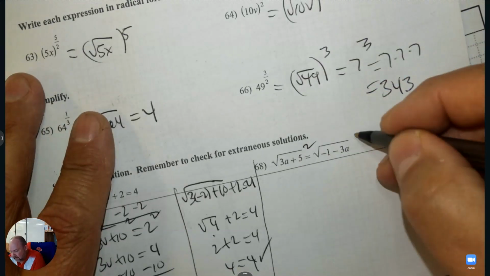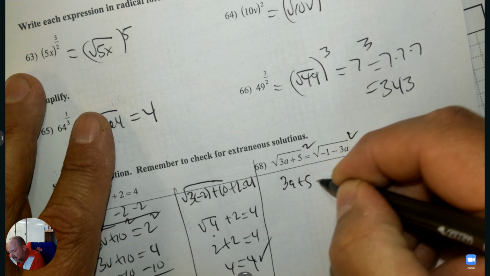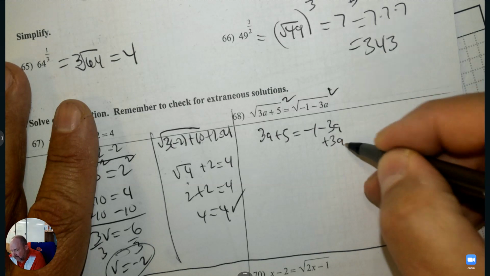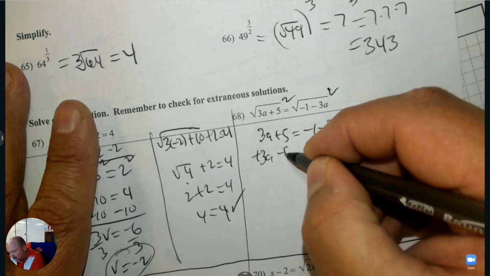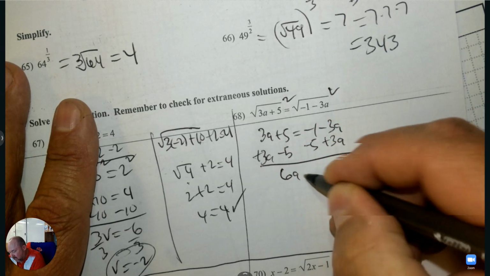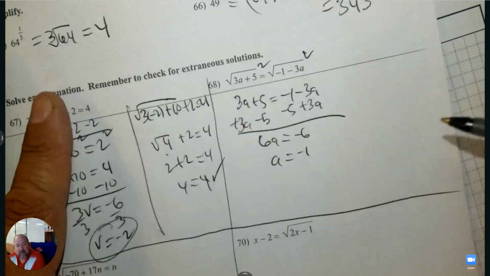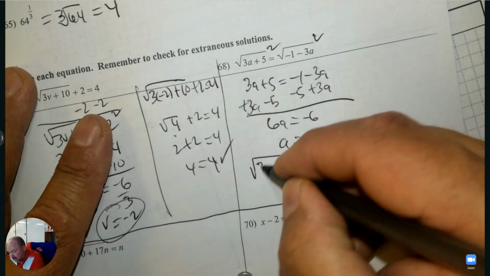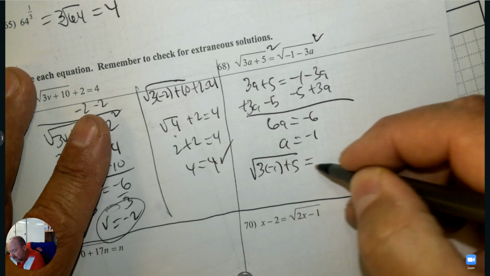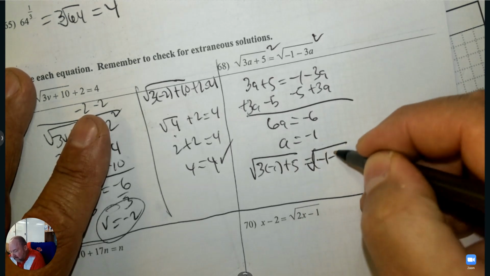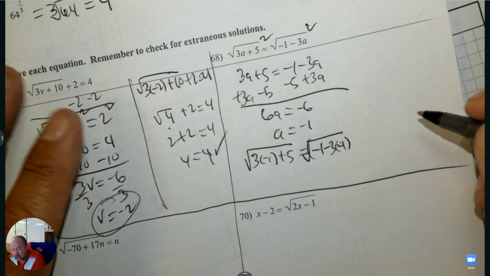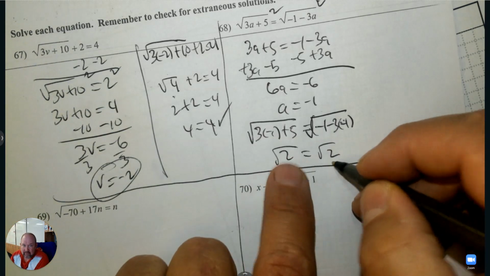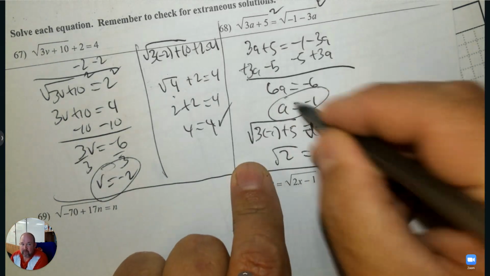All right, square both sides, and you get 3a plus 5 and negative 1 minus 3a. Combine like terms, we're going to add 3a, we're going to subtract 5. So I have 6a is equal to negative 6, a is equal to negative 1. Again, just because a is negative doesn't mean it doesn't work. So we plug it in, so 3 times negative 1 plus 5, negative 1 and that, negative 1. So I get 2 on this side. I also get 2 on the other side. See how it ends up being a positive value under the square root sign? So that means it works.